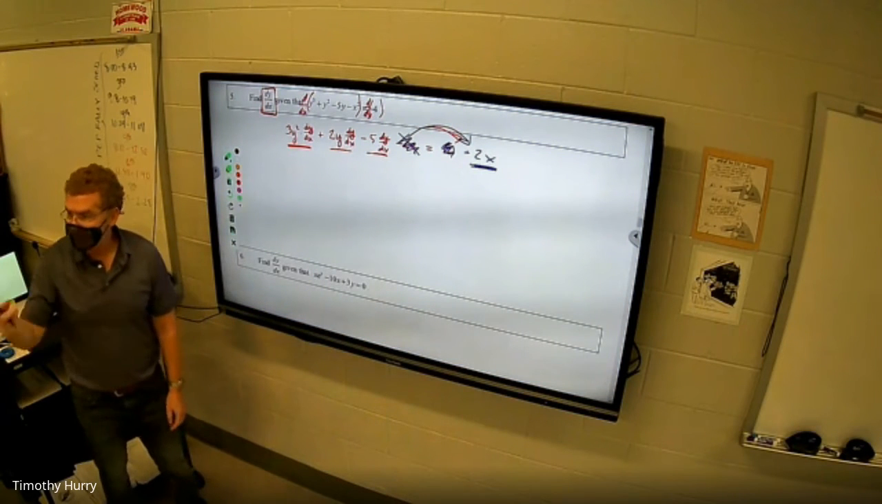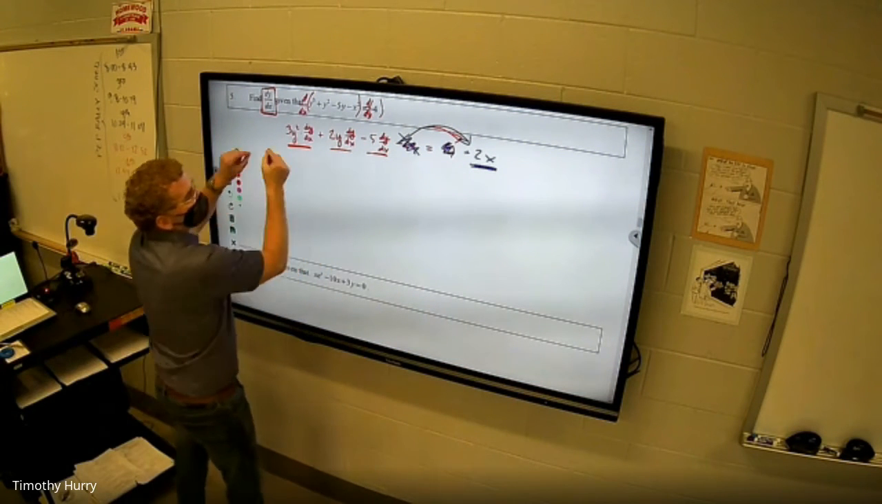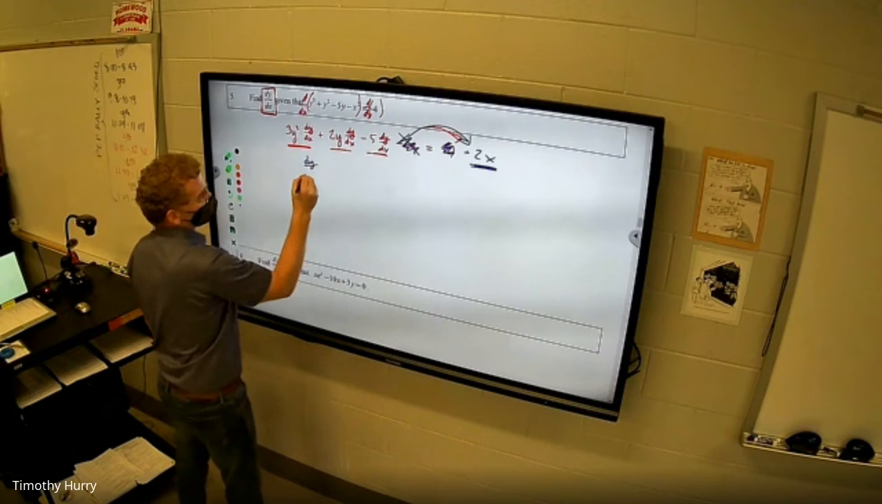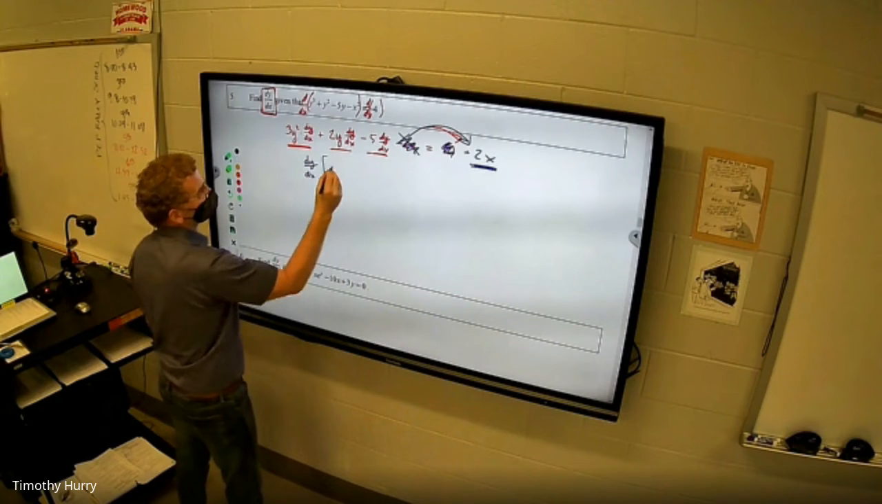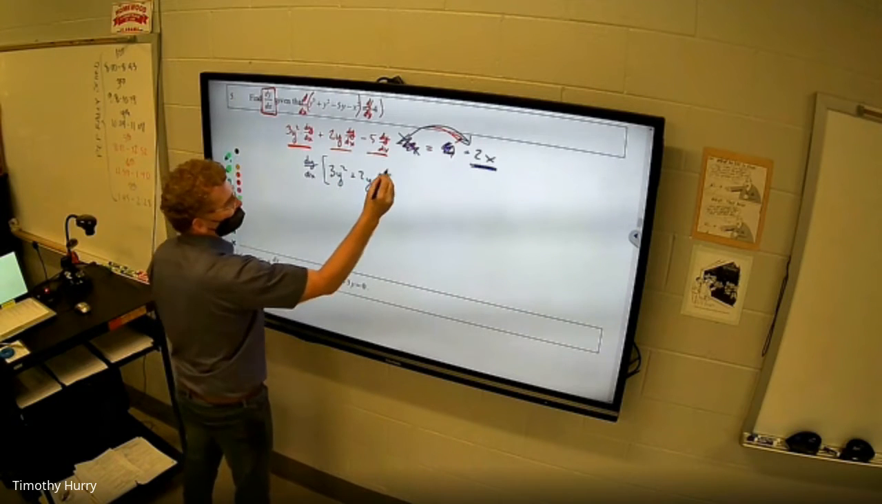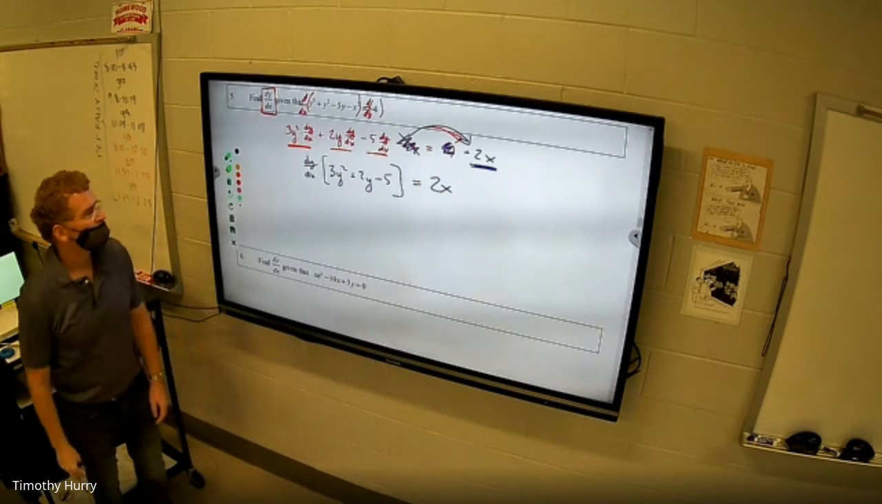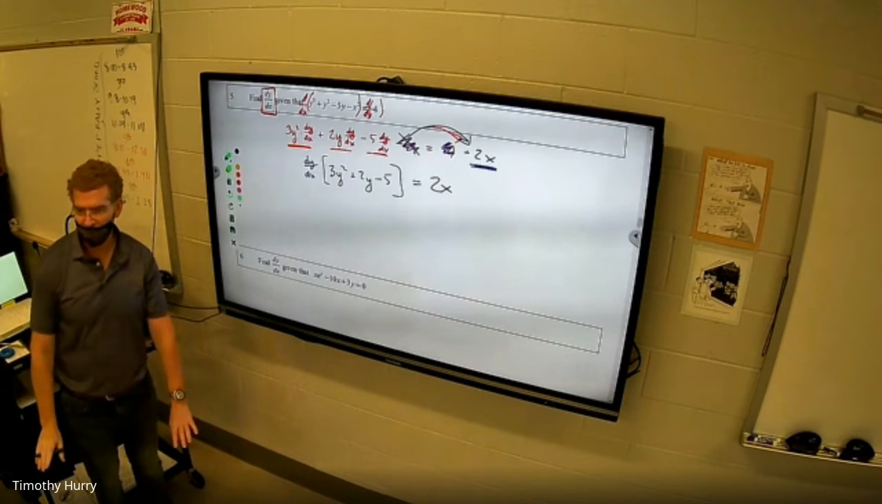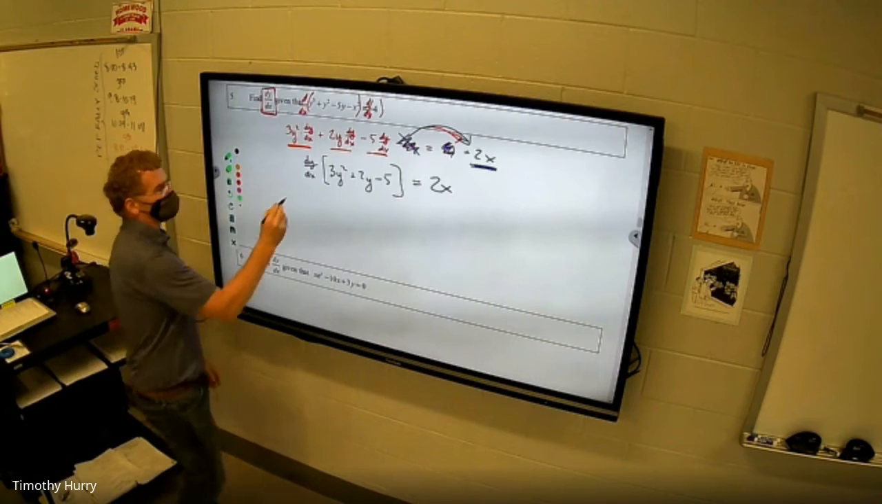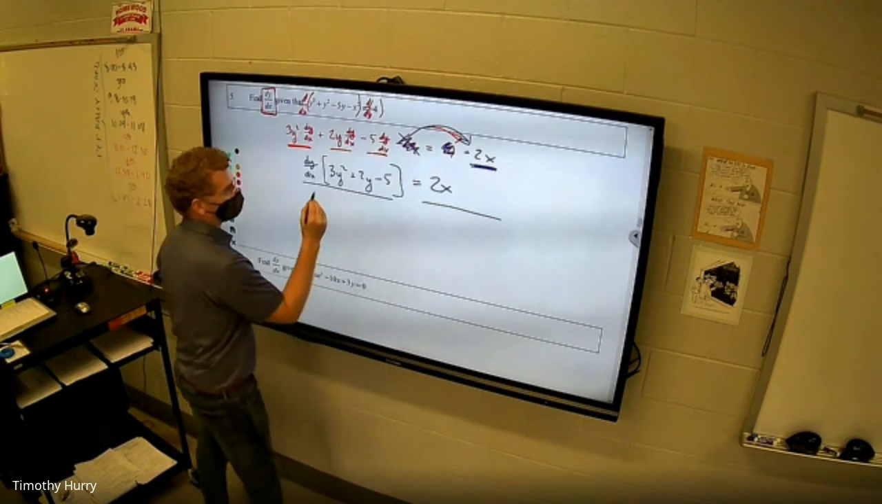Then in my next step, I'm going to factor the dy dx out of everything, leaving me 3y squared plus 2y minus 5 in parentheses or brackets, whatever you want. It doesn't matter. You with me so far? And then I'm going to divide all of that on both sides.